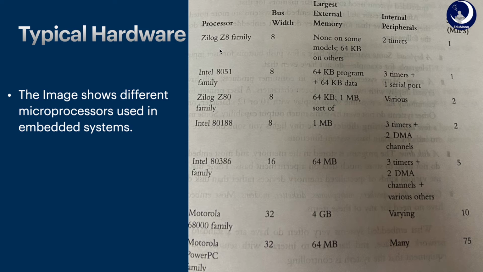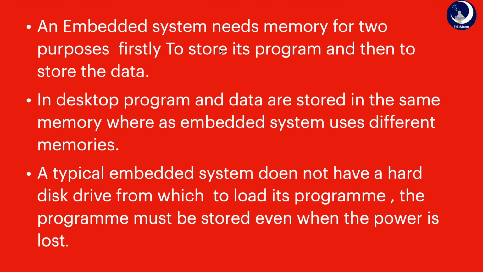Before going to the next slide, I'd like to elaborate on this typical hardware section. For example, I have an embedded system. An embedded system needs memory for two purposes. One is for storing its program and the other is for storing the data. This is a very important answer. In case you want to present it in your exam, you can do it like this: an embedded system needs memory for two purposes, one is to store its program, and the other is to store the data.